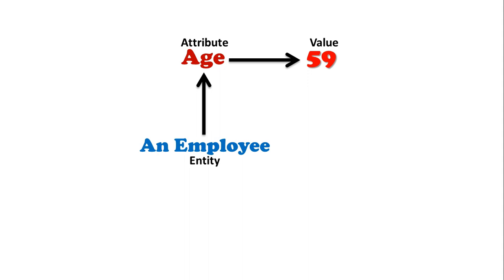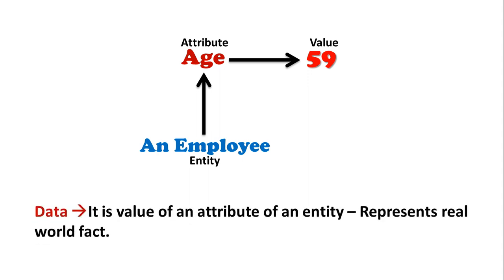An attribute is a property of an entity in terms of which the description of the entity can be given. So an employee may be described in terms of his or her name, age, gender, position, etc. Each of these, name, age, gender, position, are attributes. So now we can define the term data. It is the value of an attribute of an entity which actually represents a fact about the entity.